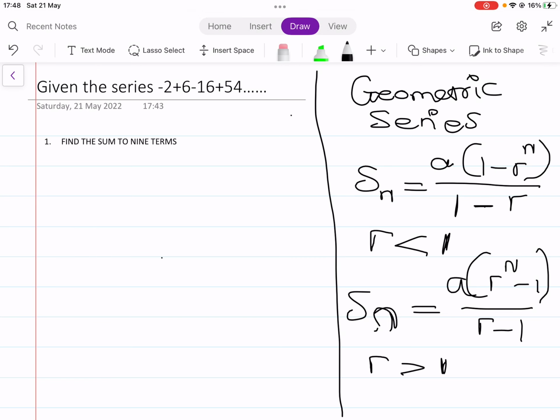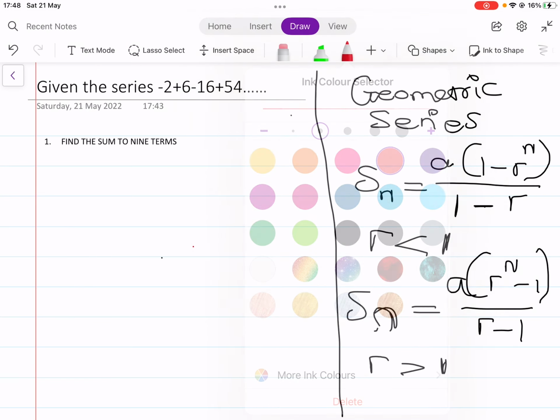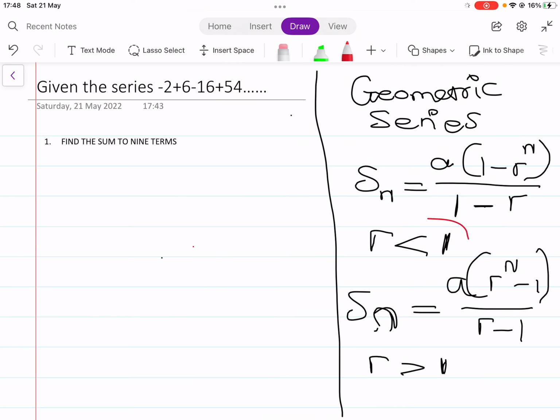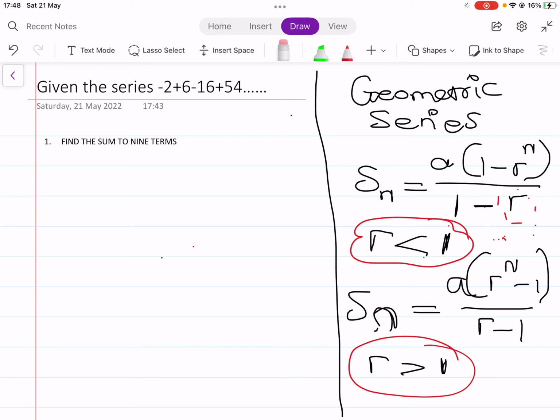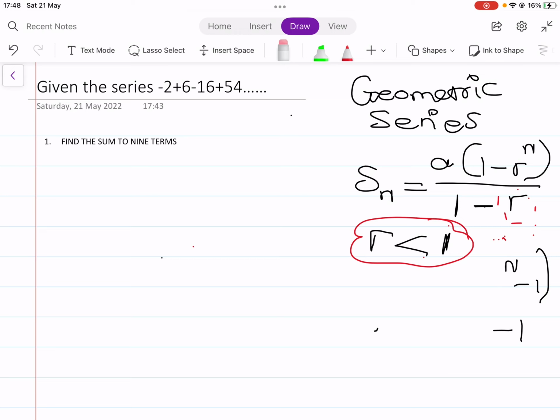The reason we have two formulas here is because we don't want a negative in the denominator. We don't want a negative. So if r is greater than 1 and you were to plug it into the first formula, you are gonna get a negative number, which is what we do not want. So let's do an example.